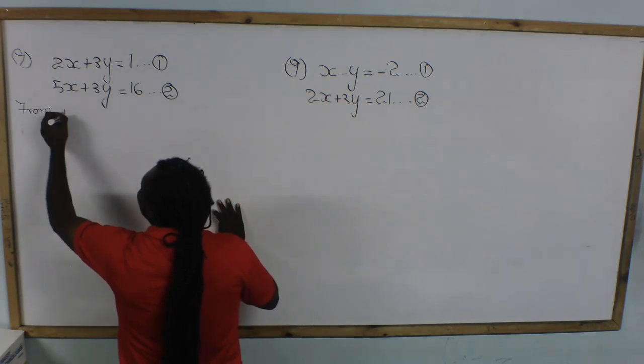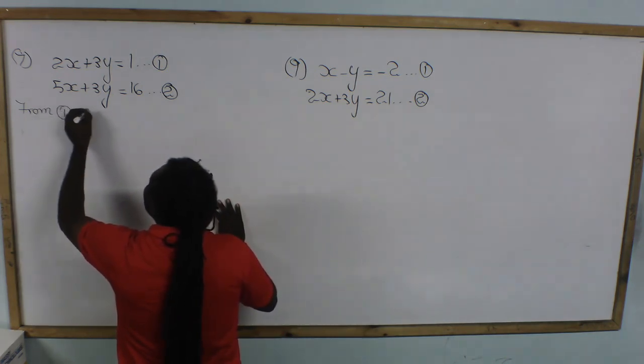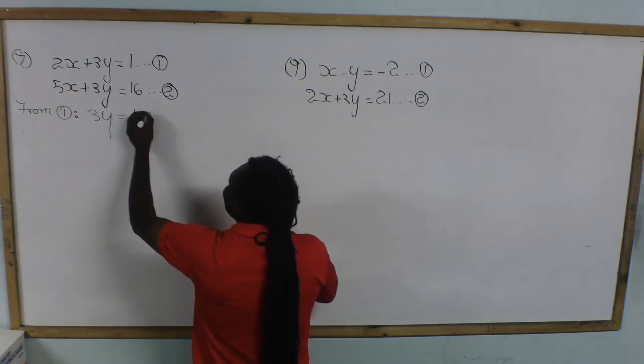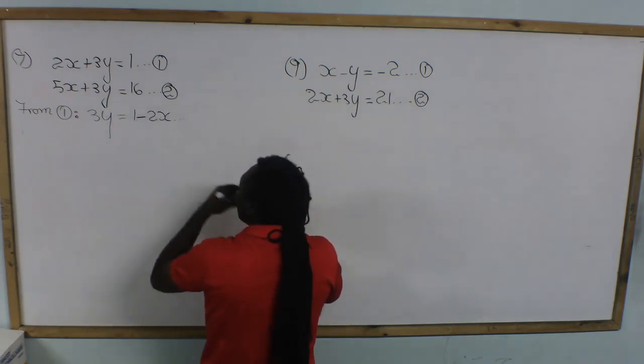Equation 1, we can solve from equation 2. From equation 1, what? 3y is equal to 1 minus 2x.